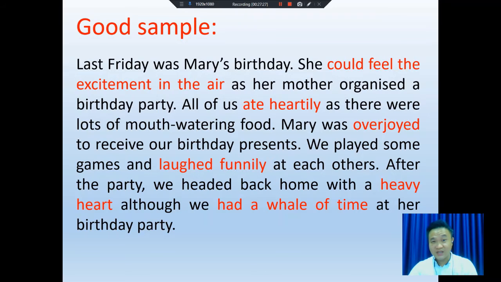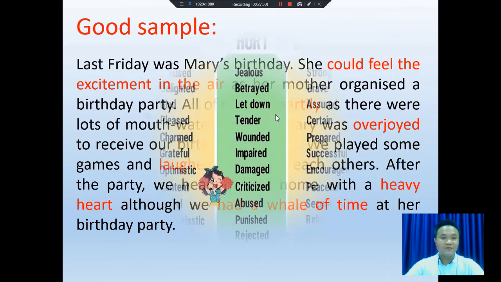Okay, you can see that this paragraph is more lively, it's more engaging, and when the reader reads, they feel the main character, they feel the main character's feeling in the background. So that is the power of emotion when you include it in your narrative writing. Let's look at the next slide.